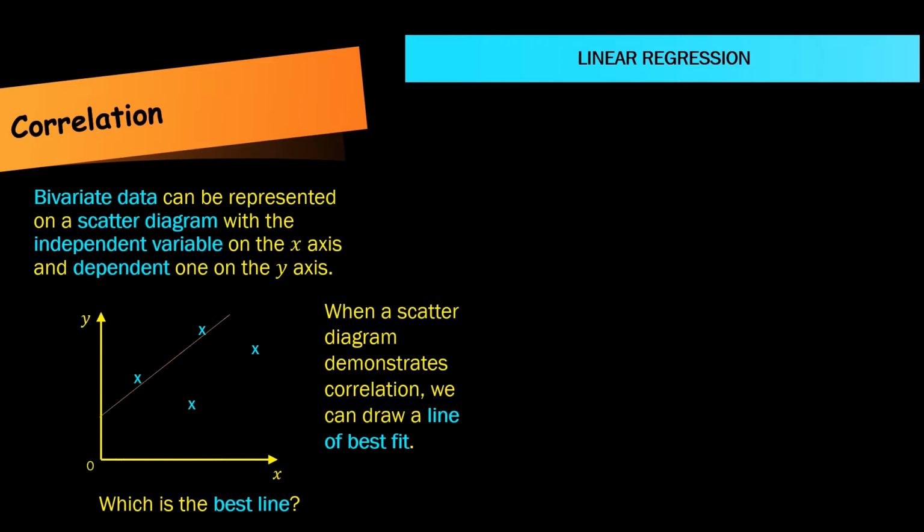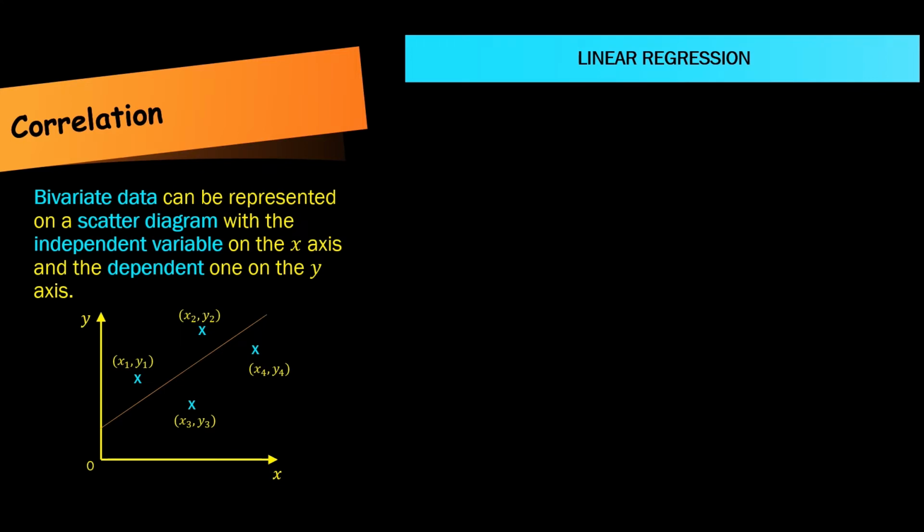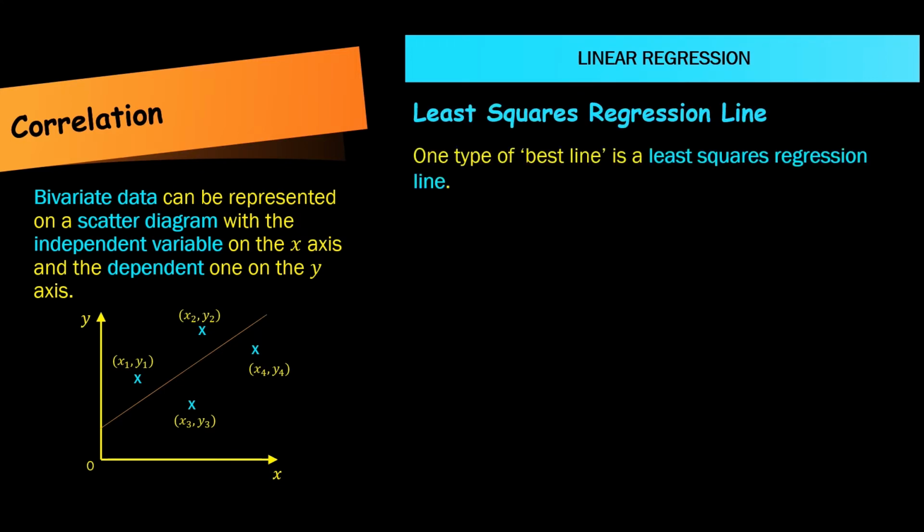Is it this one? Or this one? Or this one? Let's see how we can find the best line. One type of best line is a least squares regression line. We're going to discuss the ideas surrounding this in the next few steps.